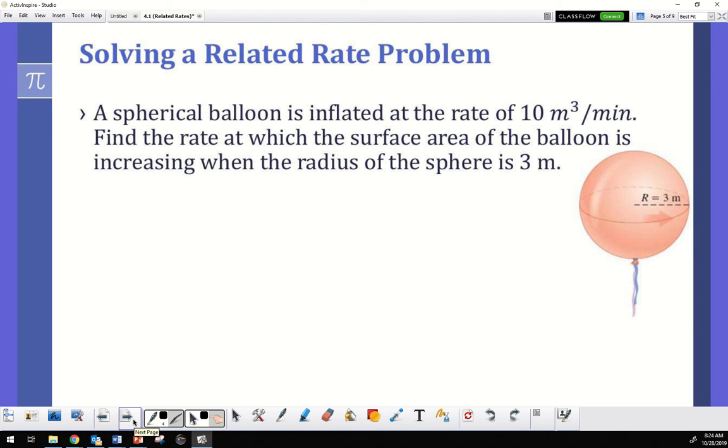A spherical balloon is inflated at a rate of 10 meters cubed per minute. So meters cubed, what does that tell me I'm using? Volume, right? Yes, volume. I have the volume. So that's what I'm looking for now.